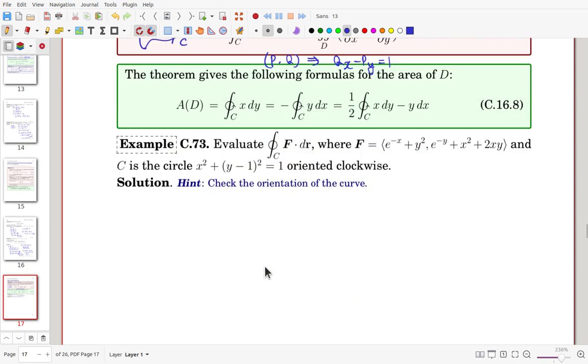Okay. Now here, we'll try to solve this problem. Now, this line integral, F is given in this way, and C is a circle with this one and oriented clockwise. Okay, let's see the curve.